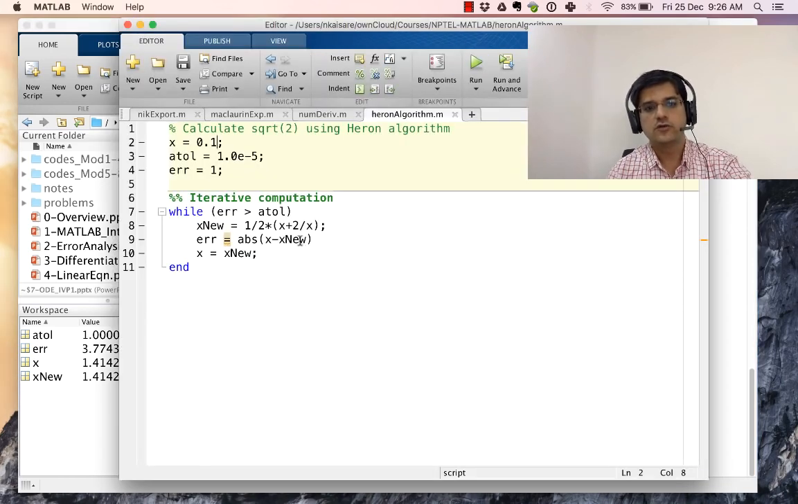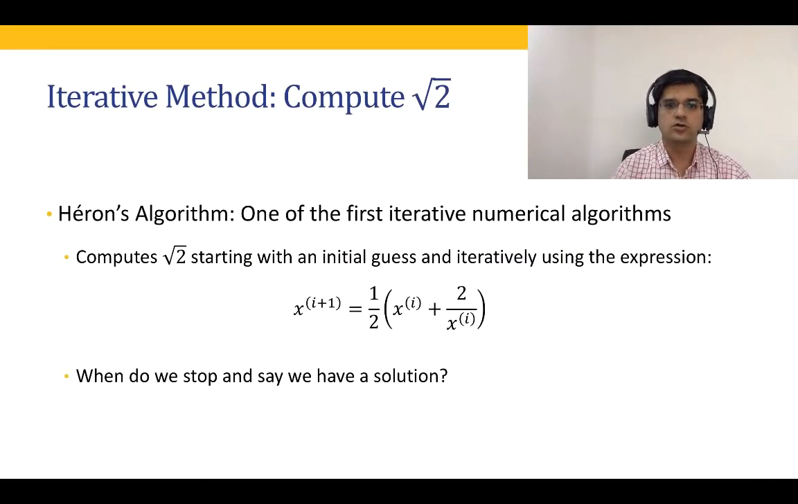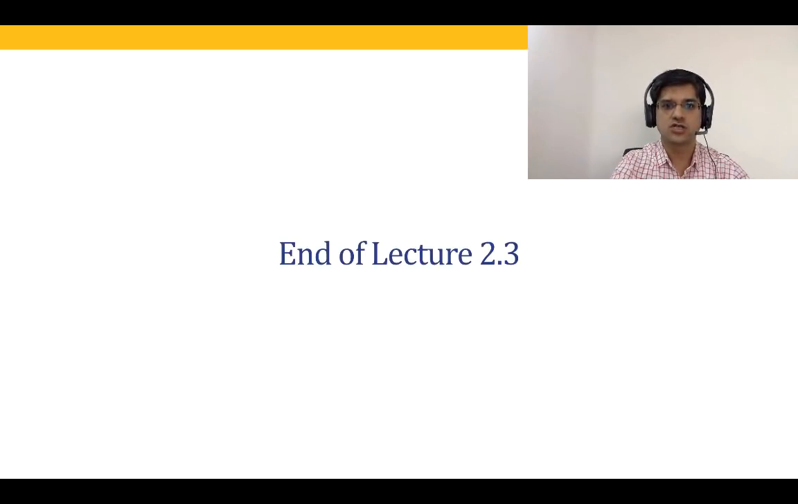Okay, so with that, I come to the end of this lecture. What we have discussed over here is we looked at a direct method, and then we looked at an iterative method, and we looked at the criteria. When do we stop and say we have a solution? We will stop and say that we have a solution when the absolute value of the difference between x new and x old falls below a certain tolerance threshold.